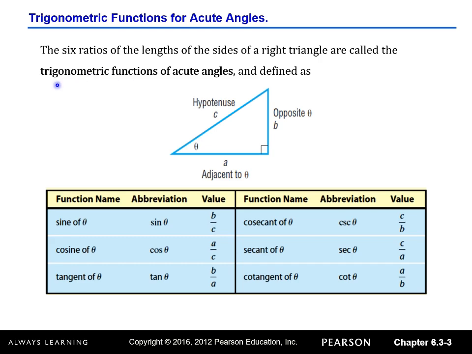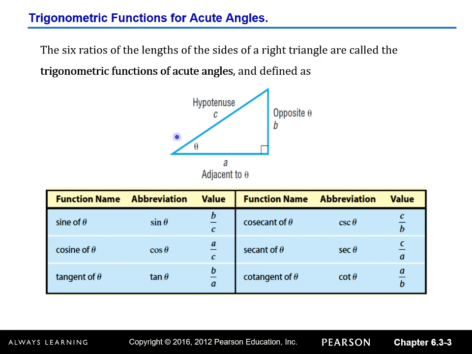Let us now introduce the trigonometric functions of acute angles, which are defined as the 6 ratios of lengths of the sides of a right triangle. So we can see here a right triangle and the angle theta, and opposite to angle theta is the side B, and adjacent to angle theta is the side A, and the hypotenuse is C.